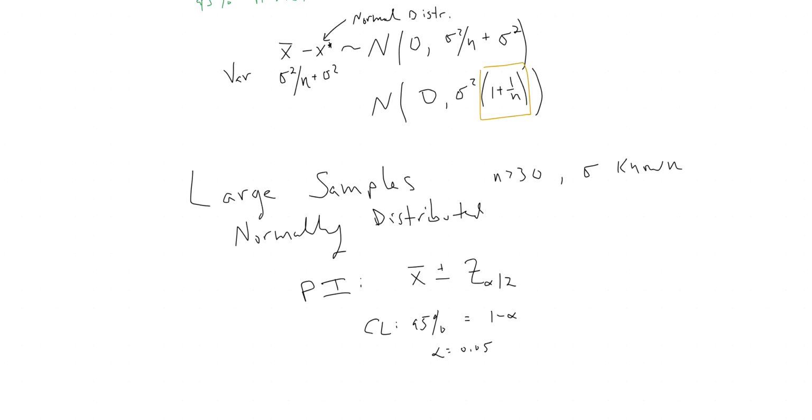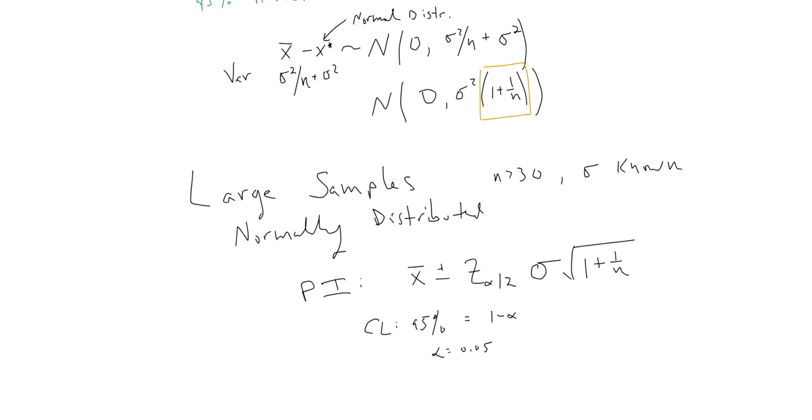And then times the square root of 1 plus 1 over n. All right, so all we did was, here we have the variance, here we have the standard deviation, just took the square root of it. So that's our prediction interval.